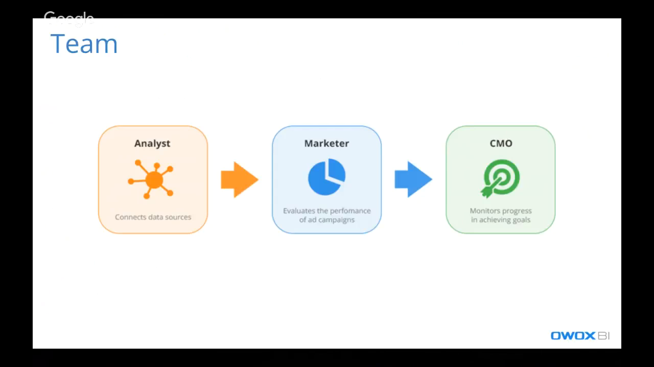And this is the CMO who monitors the progress in achieving goals, who takes strategic decisions about how the budget should be reallocated among the different channels, what changes we need to make, how we need to adjust bids, etc. So he controls all the process and is the key decision maker based on the data.